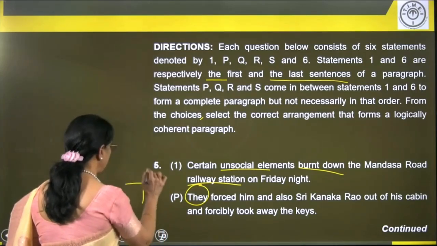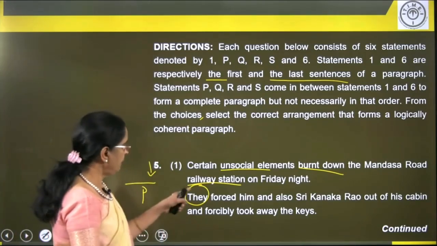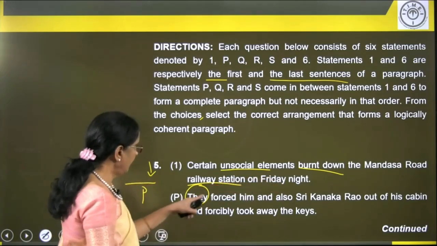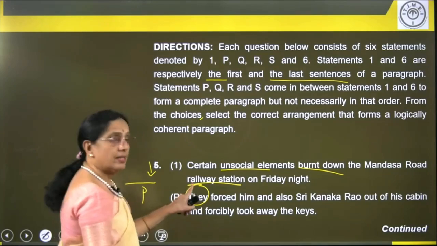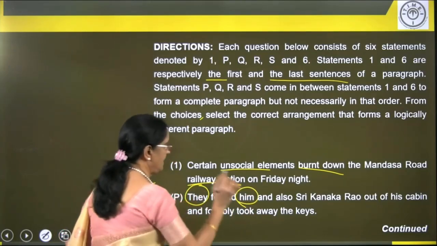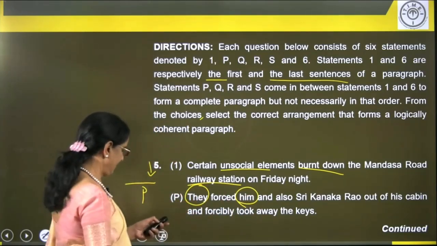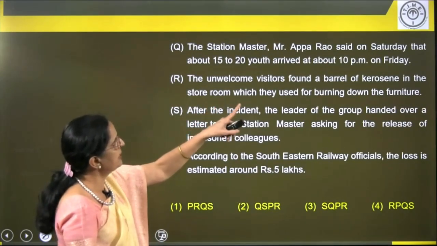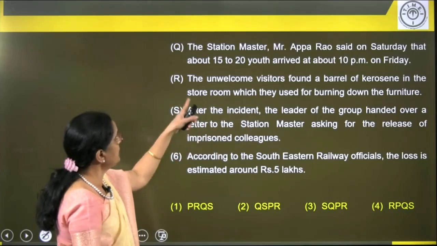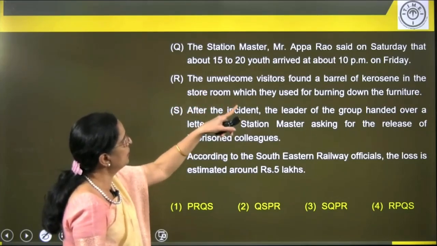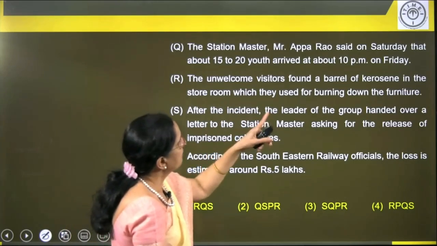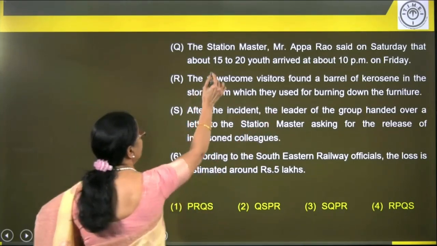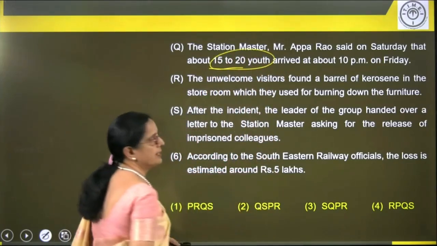P should be preceded by some statement. They forced him and also Sri Kanaka Rao out of his cabin and forcibly took away the keys. Who are they and who is him? That's a connection. Ready. The station master, Mr. Apparao, said on Saturday that about 15 to 20 youth arrived at about 10 p.m. on Friday. Alright, okay. So, 15 to 20 youth arrived.